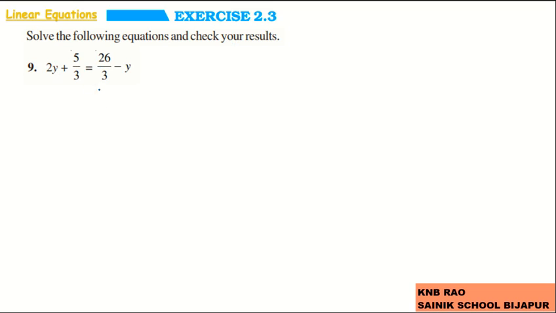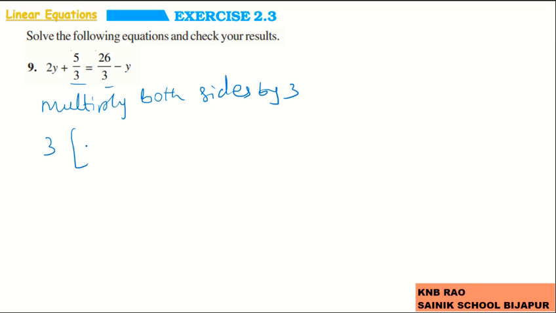In question number 9 also I have fractions and I have to get rid of them. Same procedure. Multiply both the sides by, now watch here, 3 is the one, so LCM of 3 and 3 is 3 only. So 3 into (2y plus 5 by 3) equals 3 into (26 by 3 minus y).